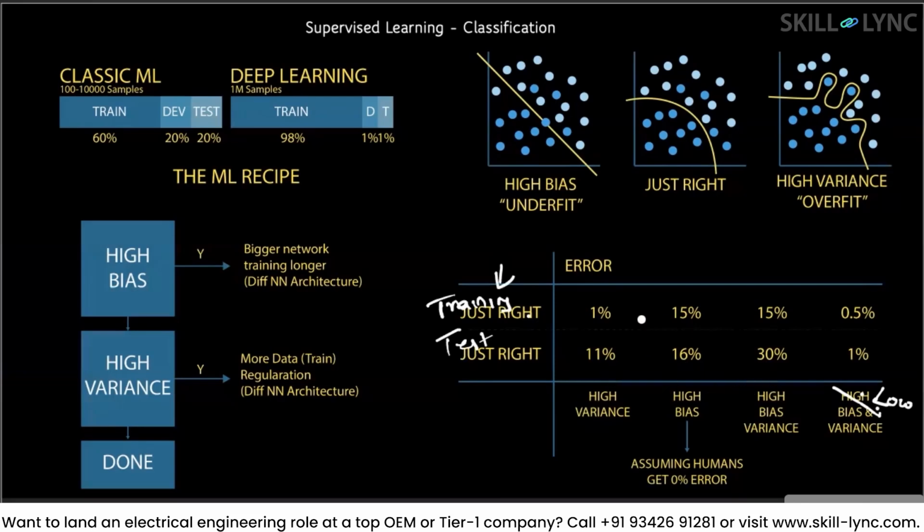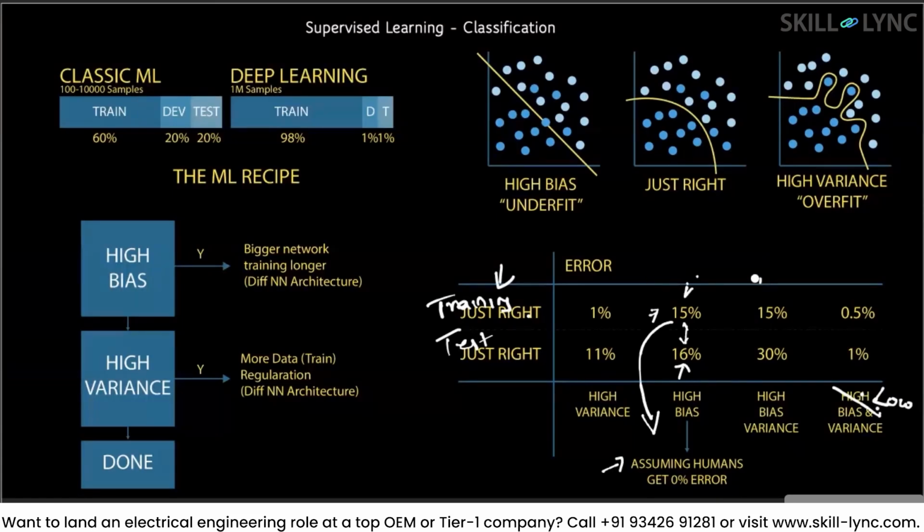Similarly, if your training data set error is quite high, assuming that human gets 0% error, then this would be quite high, right? And if your test data error is 16%, the difference between training and test is very small. But the difference with human error is quite high. That's the reason it is underfitting, because your training is not behaving well. If your training data set is not able to predict your output well, forget about the test data set. So it is underfitting, or high bias.